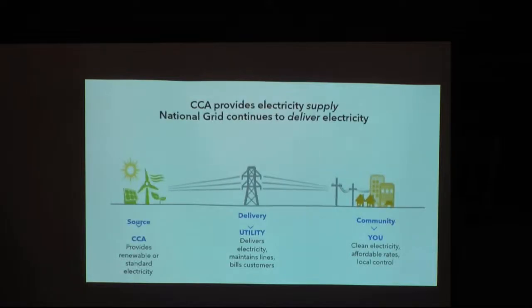So let's take a little closer look at how it actually works. CCA provides the electricity supply. I'm sorry, this says National Grid, but your utility is Central Hudson? Is that correct? Yeah, sorry.